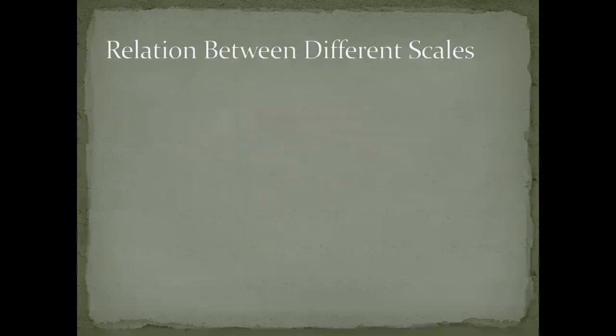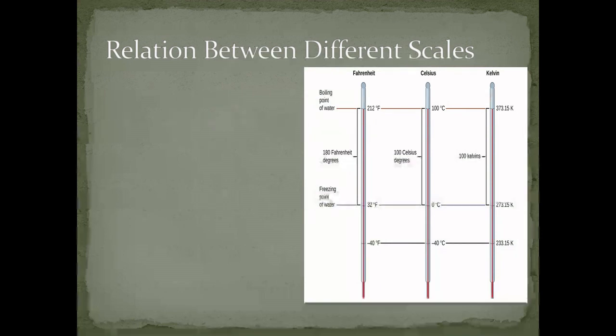Okay, now we will discuss the relation between different scales. Since we have different ways of representing temperature, that is centigrade, Fahrenheit, Kelvin, we need a way to convert from one scale to another. In figurative form, you can look at this picture here. The boiling point of water is 212 degrees in the Fahrenheit scale, 100 degrees in the Celsius scale, and 373.15 in the Kelvin scale. And similarly, for the melting point of ice, you can see three different temperatures in different scales. So how can we convert?